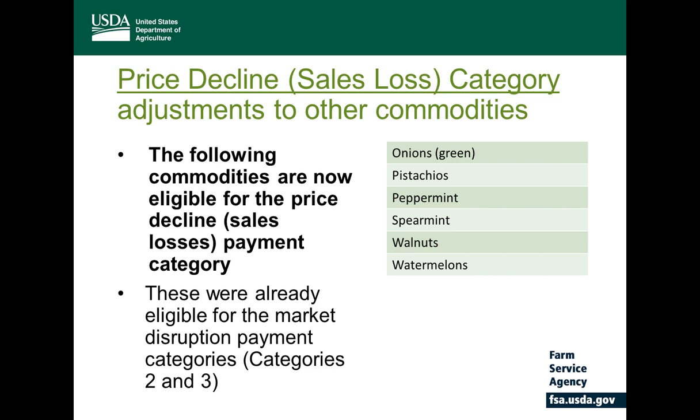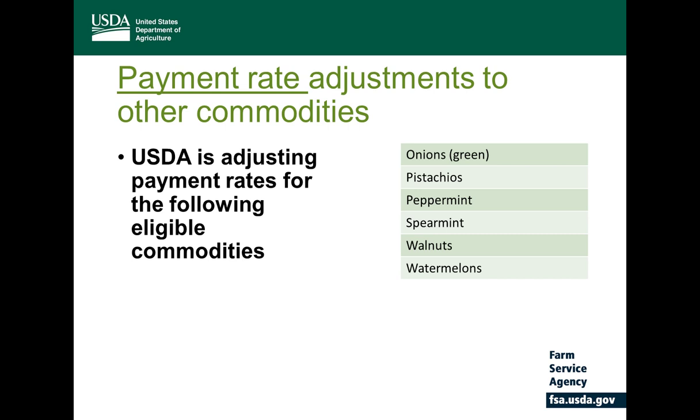And now you may be thinking, on the previous slide you just saw Latrice show, peppermint and spearmint are newly added commodities, and that is accurate. We have them also listed as adding to a price decline because mint was previously eligible, and we have split that out now between mint, peppermint, and spearmint. We also have adjusted some rates, and if you look at the slide now, you'll see that the same commodities have payment rate adjustments. So in addition to being added to bucket 1 or category 1, they also have rate adjustments for these commodities.